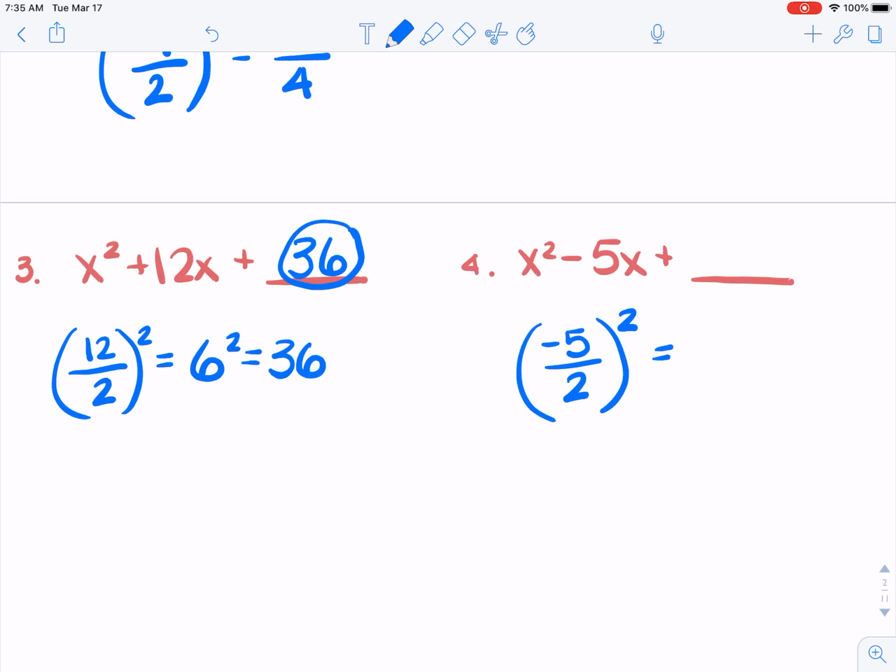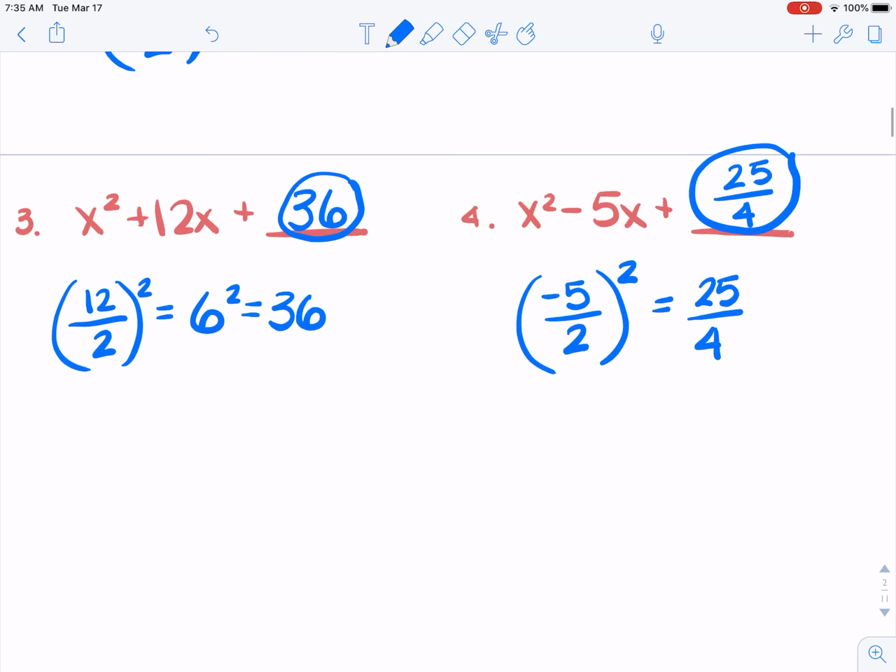Again, I don't want to make this like negative 2.5. I don't want to do that in this section. I want to keep it as a fraction. There will be a reason for that down the road, so do not make this a decimal whatsoever. And also mixed numbers, we don't do that either. So in this case, this would give me 25/4. The third term is always going to be positive. It has to be in order to be a perfect square trinomial.